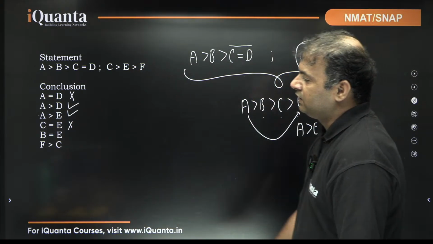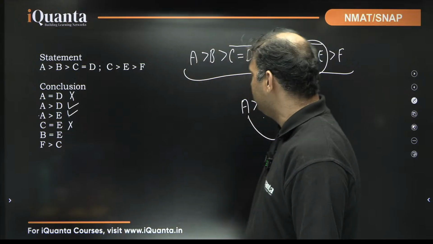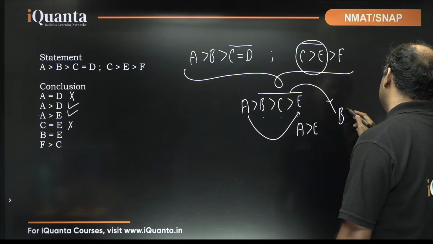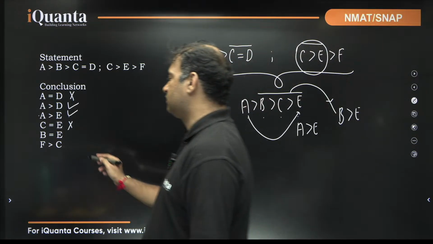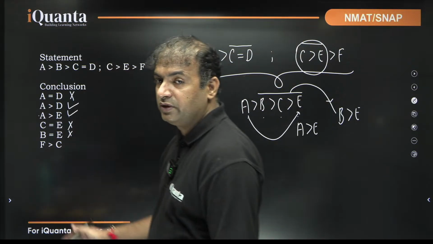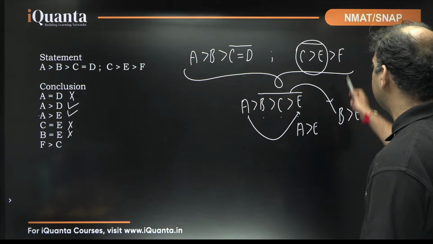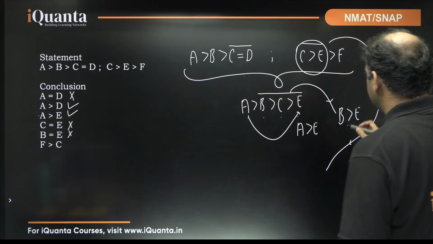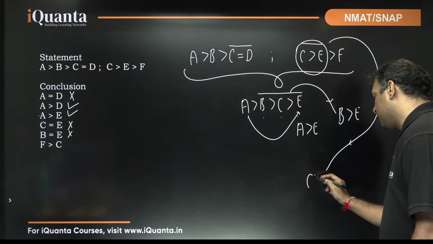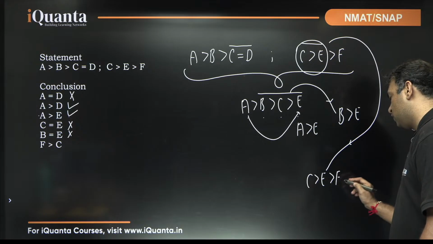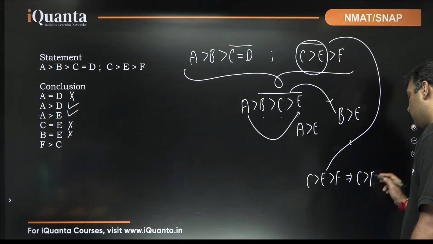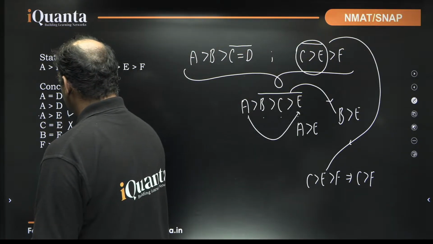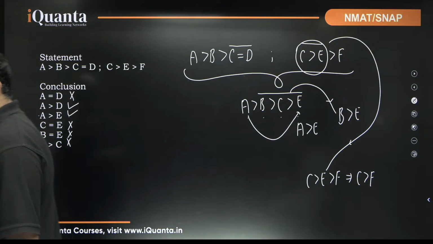Okay, the next one in this conclusion list is B equals to E. So, guys, again from this we can easily say that B should be greater than E. That means they just cannot be equal to each other, right? So this is also cancelled. And the last one is F greater than C. They are connecting F and C, which we can see only from statement number 2. We don't need to check statement 1 for this. They are saying C greater than E greater than F. So by the help of this, we can directly say that C is greater than F, and F is less than C. So this conclusion is also not true. Only conclusion number 2 and 3 are correct.